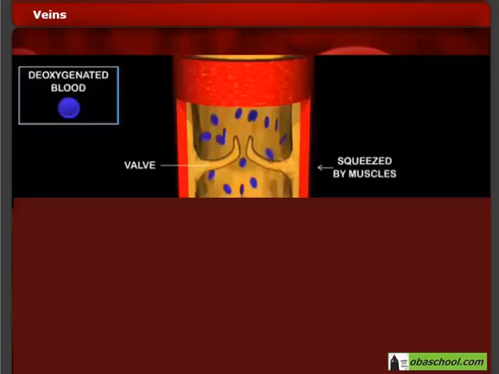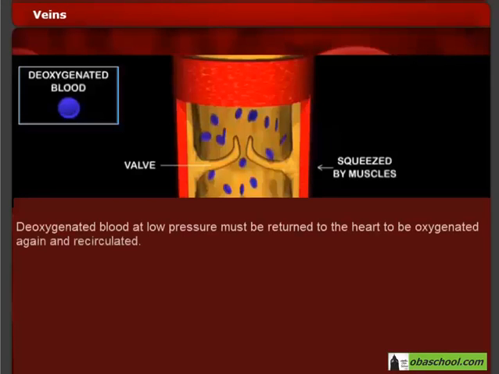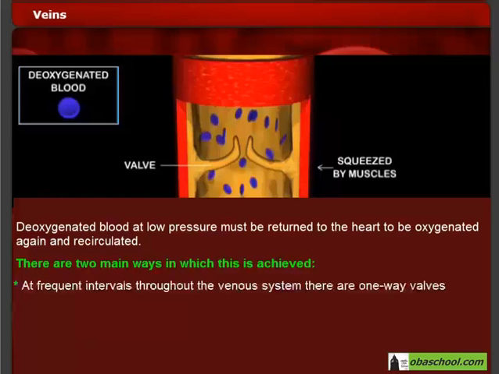So this is a diagram of what the inside of the vein looks like. We know that deoxygenated blood travels in the veins for the most part, and it travels at low pressure. And it has to be returned to the heart in order for the heart to pump it to the lungs to be oxygenated again. We have one-way valves found inside the veins.